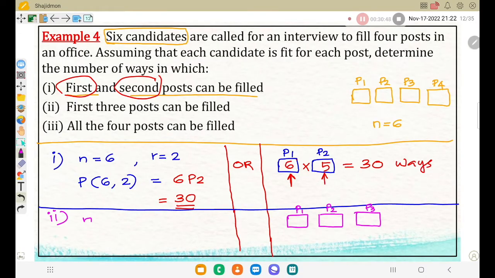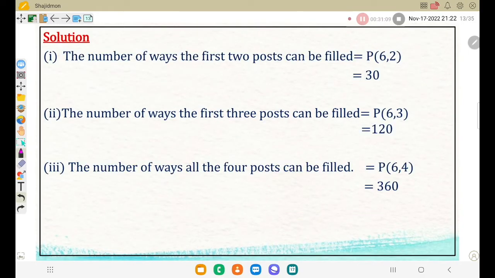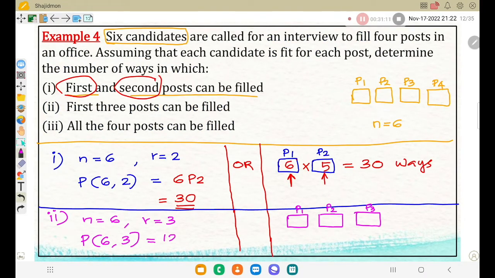What is the total number of persons? 6. How many posts do we need to fill? 3. That means 3 persons needed. So out of the 6 persons, we are selecting 3 at a time. So permutation of 6, 3 at a time, because 3 posts. What is the permutation P63? The answer is 120. 120 ways we can fill the posts.